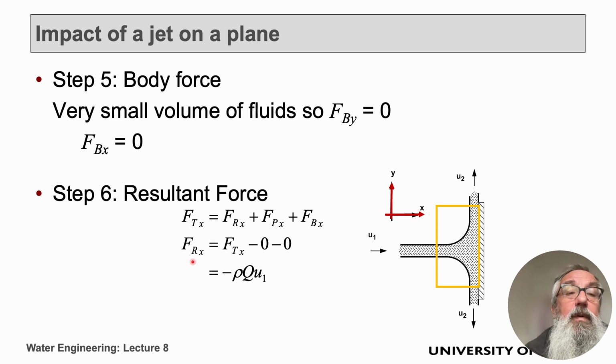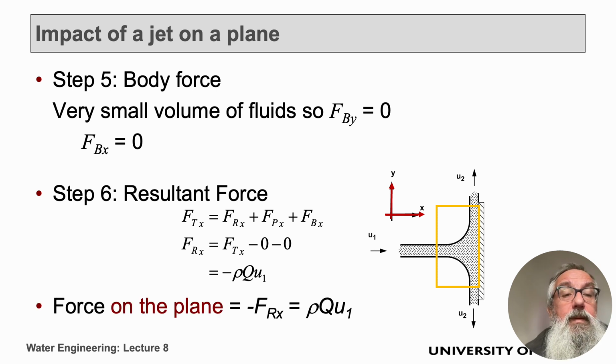So the resultant force, we're just rearranging that. In this case, it's just equal to the total force, which is minus rho q u1. That's the force that the plate, or the plane, has to withstand. So the force on the plane is rho q u1.